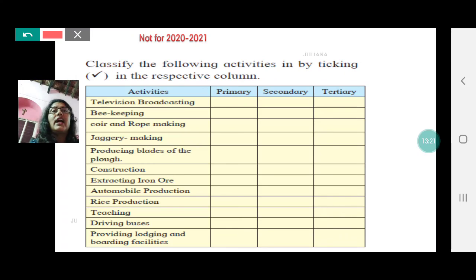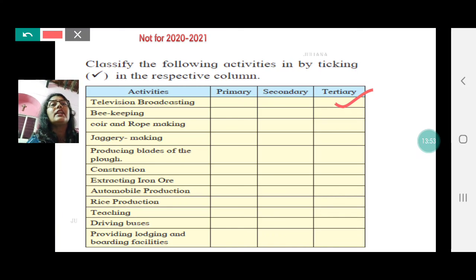Television and broadcasting. Now, is it primary? Does it depend on raw material? Does it process the raw material, or is it selling or service? Any type of service comes under the tertiary sector. So I'm sure now you know television and broadcasting is a service, so it comes under the tertiary sector. The tertiary sector is also called the service sector, like water supply, electricity supply, transport, all these, and businesses, banking, teaching, all come under tertiary.